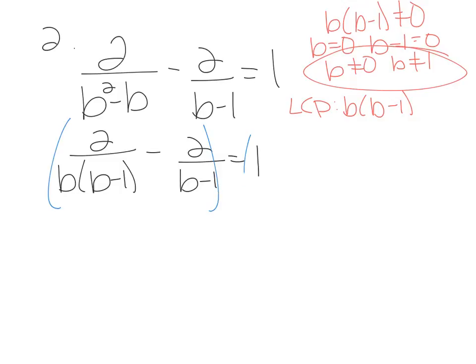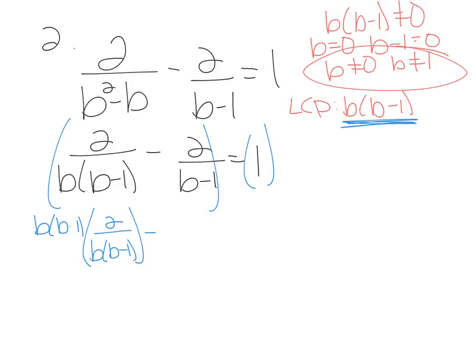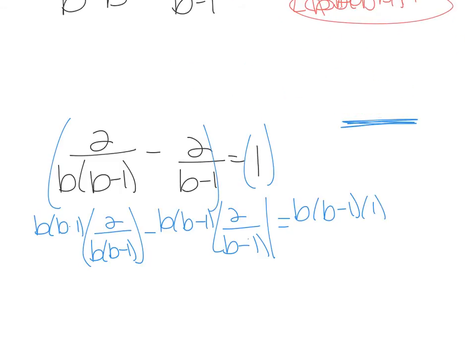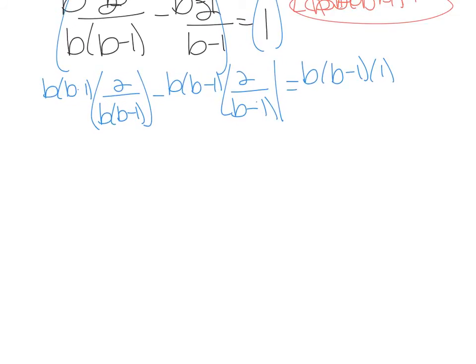So the next part, just like before, we're going to multiply by that least common denominator, which I would end up distributing to each term. So we're going to end up with b times b minus 1 times 2 over b times b minus 1, minus b times b minus 1 times 2 over b minus 1, equals b times b minus 1 times 1. Okay, let's move some of this stuff up there. Okay, and let's go back and cancel out our denominators.